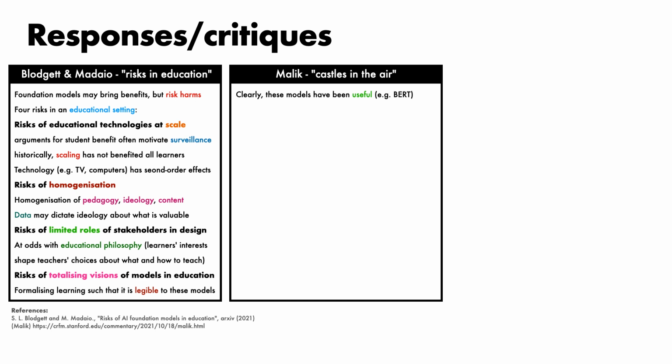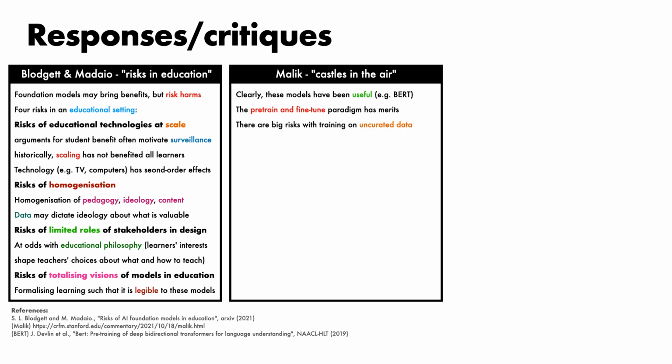A second critique from Jitendra Malik begins by noting that, clearly, large language models such as BERT have been very useful, and that the pre-train and fine-tune paradigm has merits, though we should not forget that there are big risks to training these models on uncurated data from the internet. However, Malik takes issue with the idea, evoked, perhaps more strongly than the authors intended, by the report and the name foundation models, which suggests that these models are a template for all of AI research.